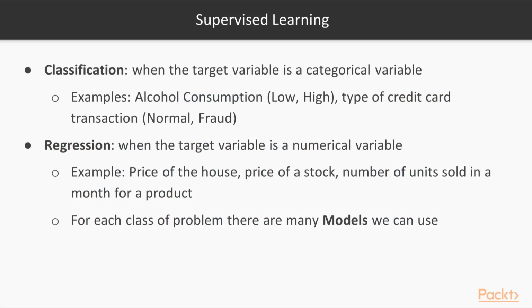Okay, and as I said before, we have two main types of supervised learning problems, and the difference between them is very simple. You know that you have a classification problem if the target variable is a categorical variable. On the other hand, if the target variable is a numerical variable, then we are talking about a regression problem. For each of these classes of problems, there are many models that we can use.